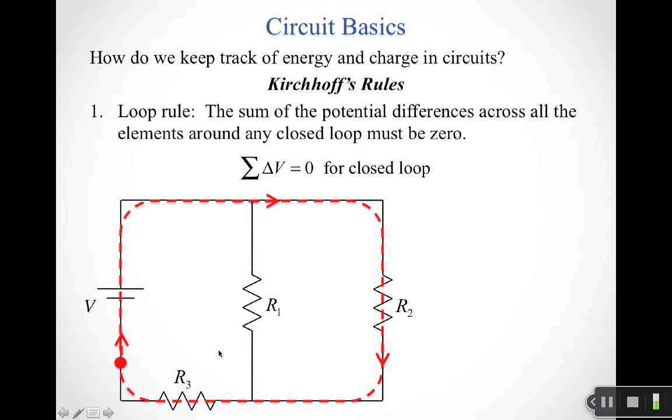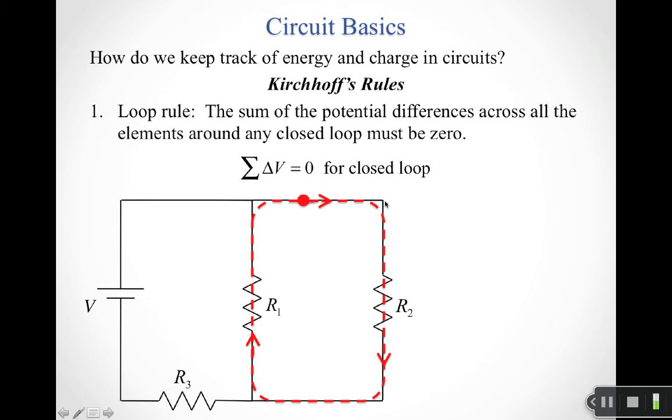I can do this for any particular loop. I did it for this loop and saw that the potential increase across the battery had to be equal to the potential drops across these two resistors. If I pick a different loop, starting from the same point, I still see the same thing. I'm going to have a potential gain across the battery, a potential drop across this resistor and a potential drop across this resistor. The drop across these two resistors has to be the same as what I gained across the battery, because I've come back to the same point I started. So the potential changes through my whole loop have got to add up to be zero.